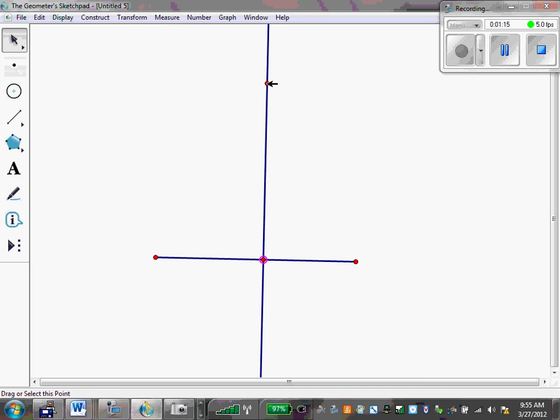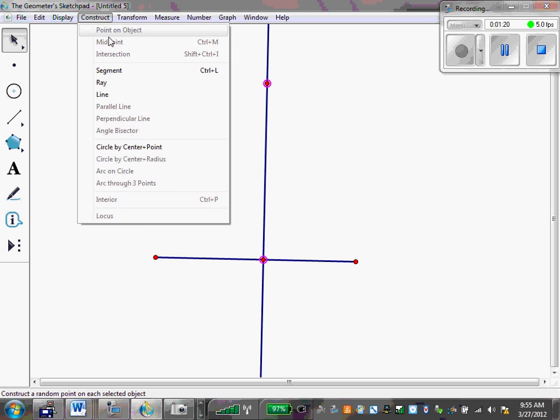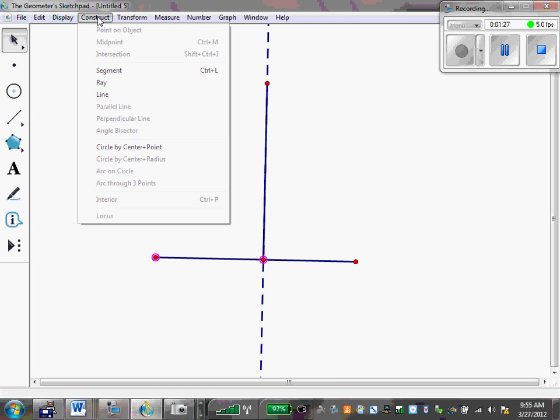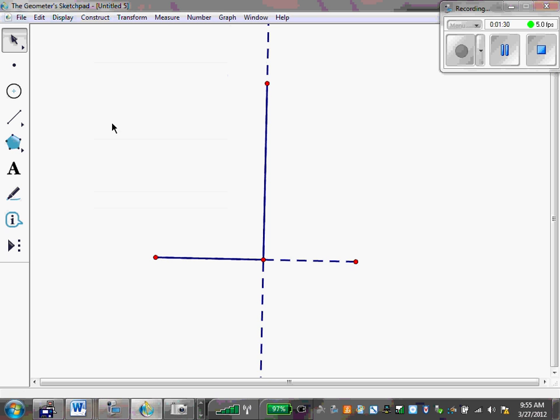Then I'm going to highlight that point and construct a segment. Then I want to construct this segment. And that segment. So now I have a nice right triangle. I can hide the other things on there that I don't need, the other objects there, and I have my right triangle.